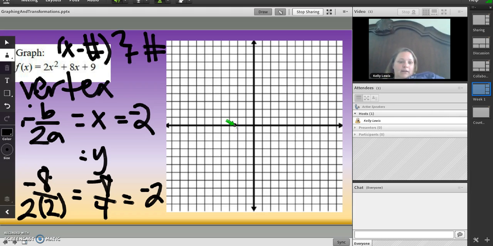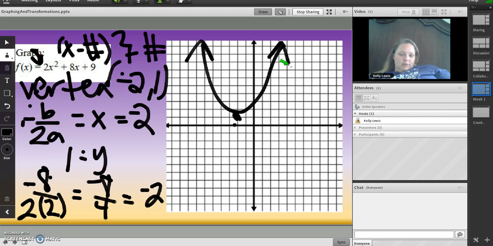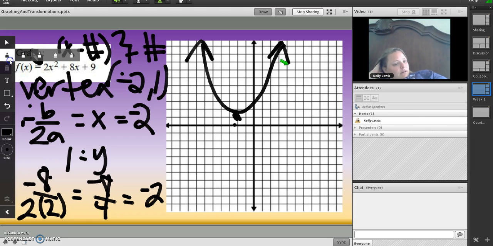And then I'm going to take my calculator. I'm going to do 2 parentheses, negative 2 squared, plus 8 times negative 2, plus 9. This is where I start the camera up, so I want you to see what I'm typing. So I get 1. So my vertex is negative 2 comma 1. So right here. And it's positive, so it just opens up. That's it.